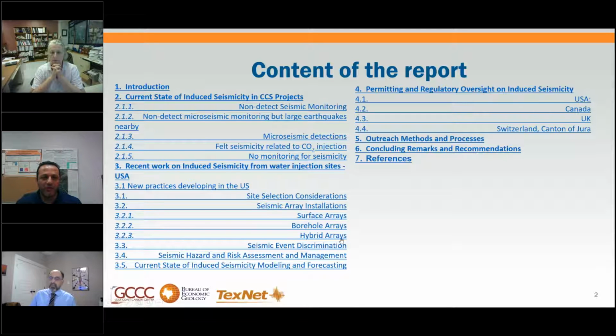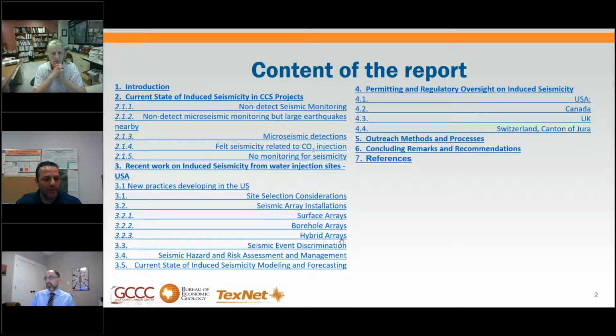And then I will provide, at the end, quick examples of the regulatory oversight on induced seismicity. I believe I have an Oklahoma case for you, and also an example of the outreach methodology and why it is important. For that one, I will be reviewing the Tomakomai case. And we will have a couple of slides on concluding remarks at the end of the presentation.